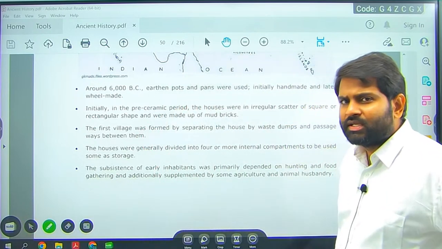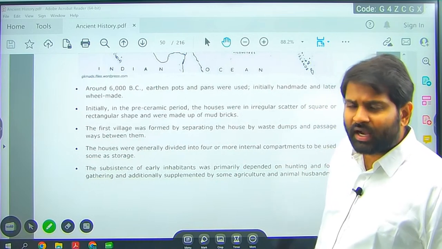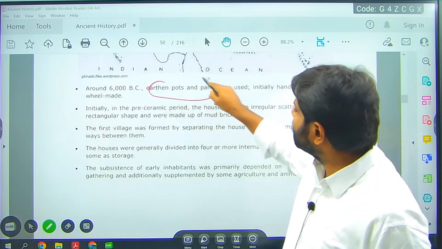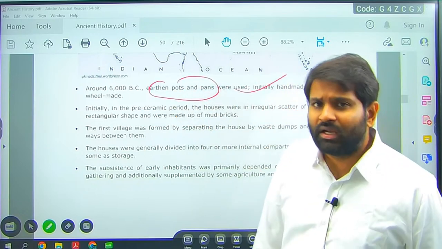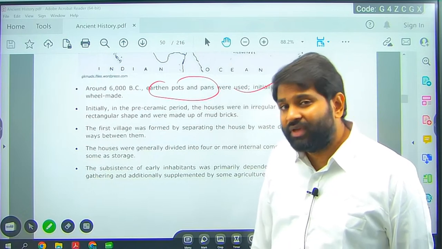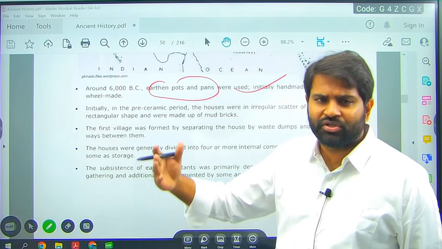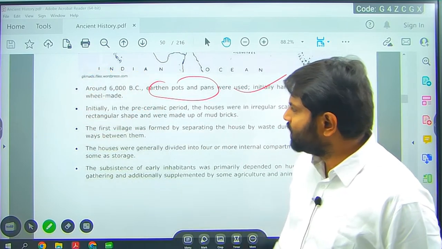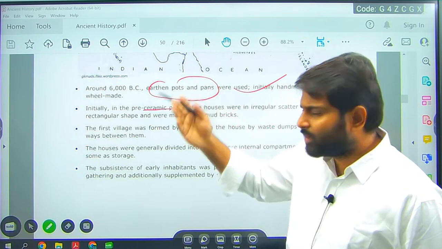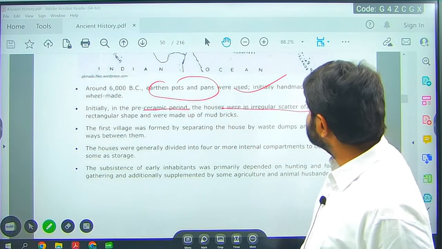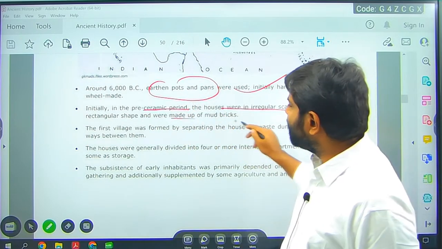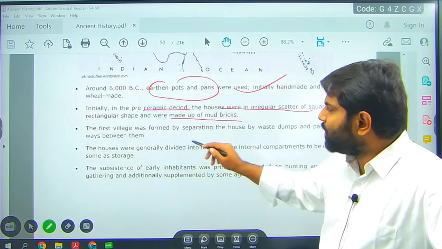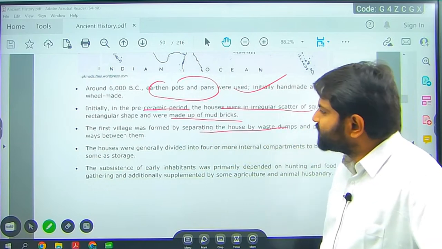Around 6000 BC, 7000 BC, we are considering that they had domesticated crops. Around 6000 BC, earthen pots and pans were used, initially handmade and later wheel made. The wheel changed the dimension or course of humankind's life. Initially, in the pre-ceramic period, where ceramic is not there, the houses were irregular, scattered, square or rectangular in shape and were made of mud bricks. The first village was formed by separating the houses by waste dumps and passageways between them.